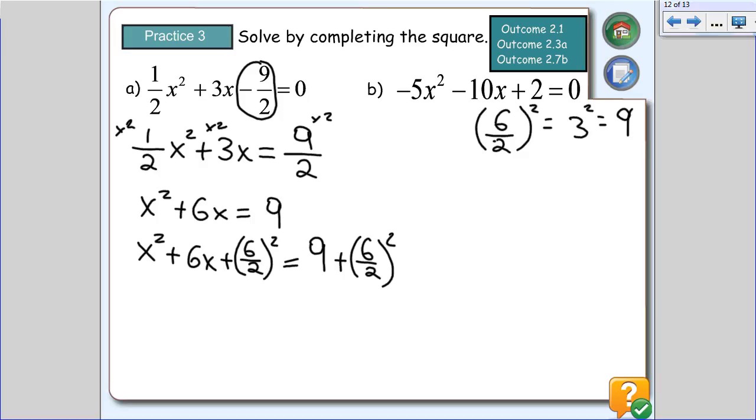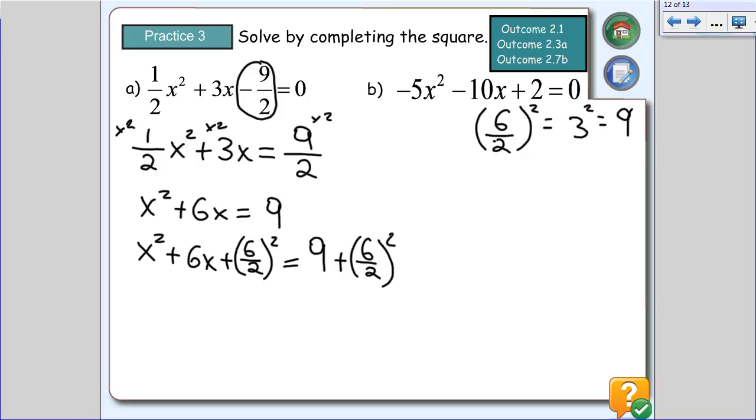Is there a reason why we put the new value on the right side too? Because we're adding it to the equation, so we have to balance. Exactly. As you add to one side, you have to balance. That's perfect. That's exactly why you're doing it.